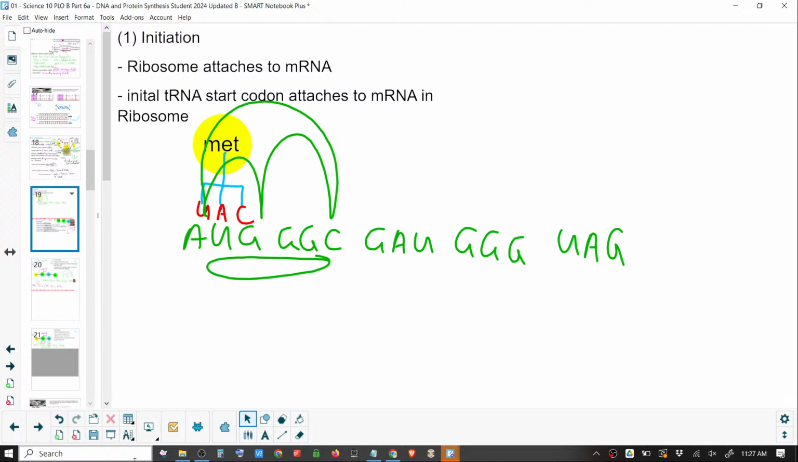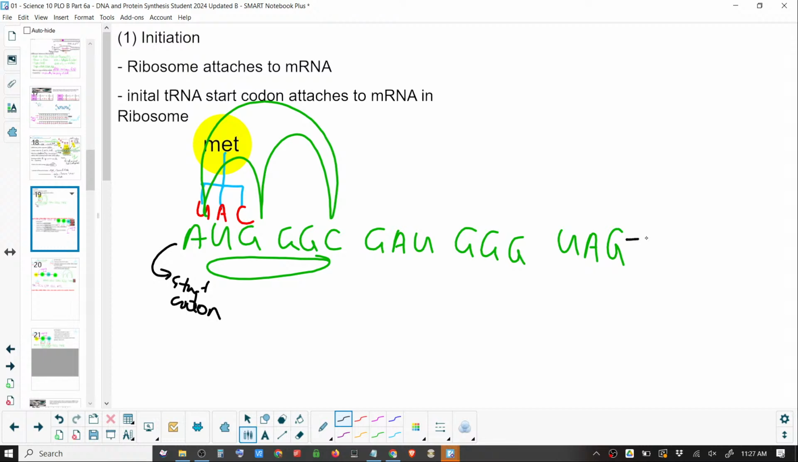Every single protein starts with methionine because AUG is the start codon. Now, could you get an AUG somewhere in the middle? Yes, it's not always the start codon, but it is always at the beginning. So it's either methionine or it's methionine and the start. You don't start with any other amino acids. So this is the start codon.